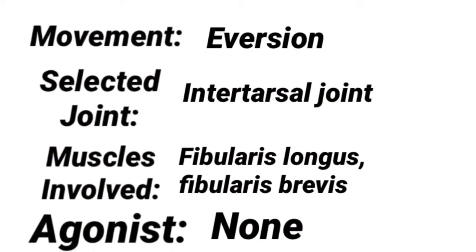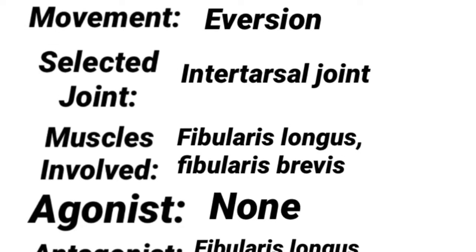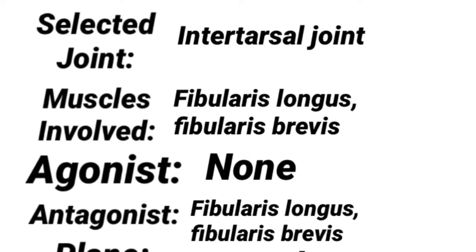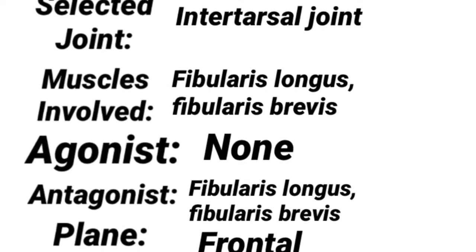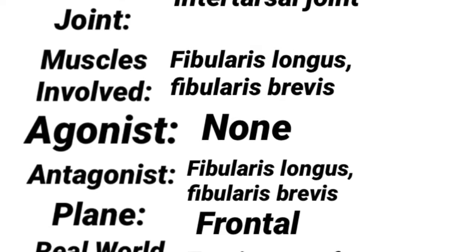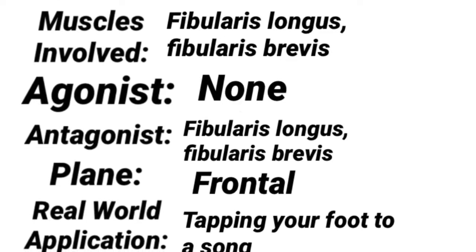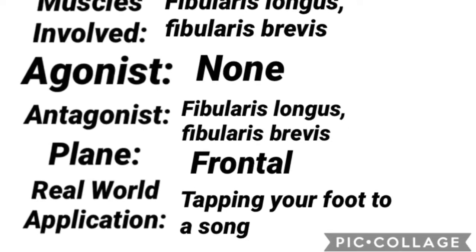Our eighth movement is eversion. The selected joint is the intertarsal joint, and the muscles involved are the fibularis longus and fibularis brevis. There is no agonist, and the antagonist is the fibularis longus and fibularis brevis. This movement takes place in the frontal plane, and a real-world application would be tapping your foot to a song.